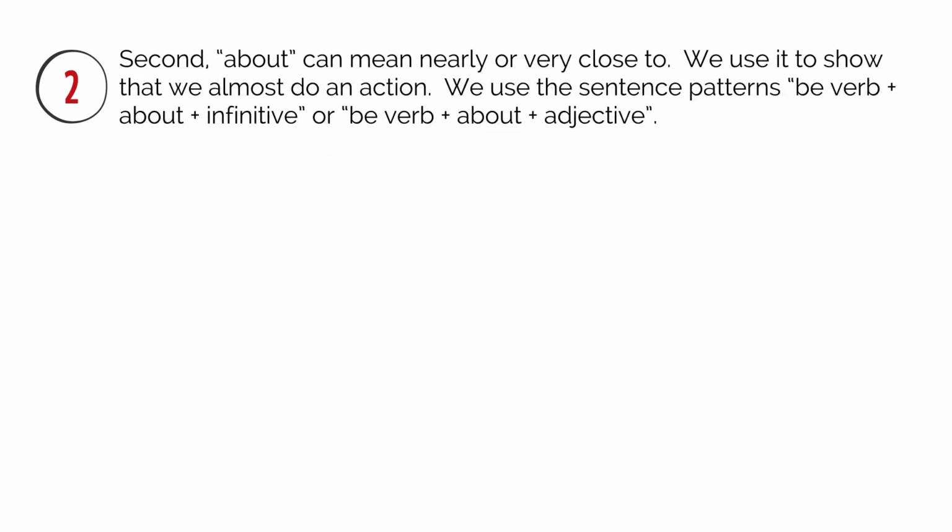Second, about can mean nearly or very close to. We use it to show that we almost do an action. We use the sentence pattern be verb plus about plus infinitive or be verb plus about plus adjective.